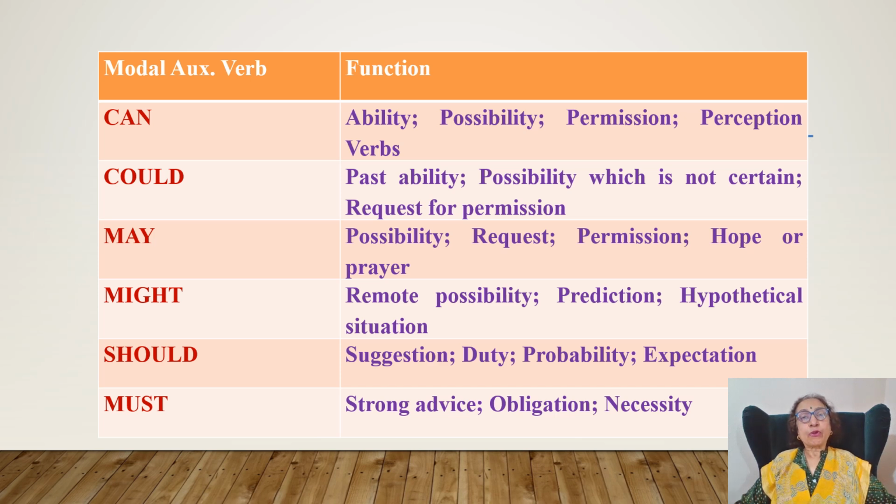Then you have could. Could can be used as the past of can. Suppose you say, I can do this work. You say, in the past I could do this, today I cannot do it. Modals don't generally have a past and present form, but there are some exceptions where could has many other functions, but one of them is also the past of can. It is also used for possibility which is not certain, and for request for permission. These are the three uses.